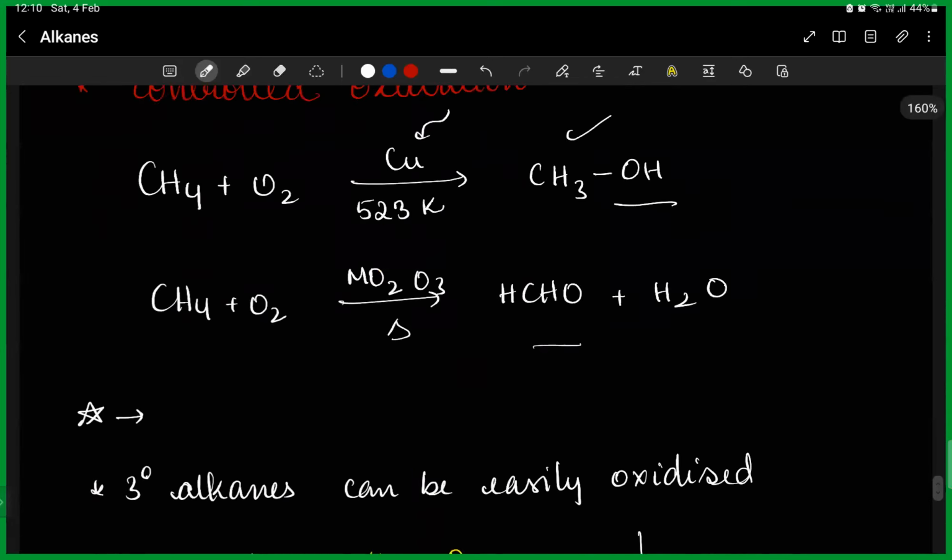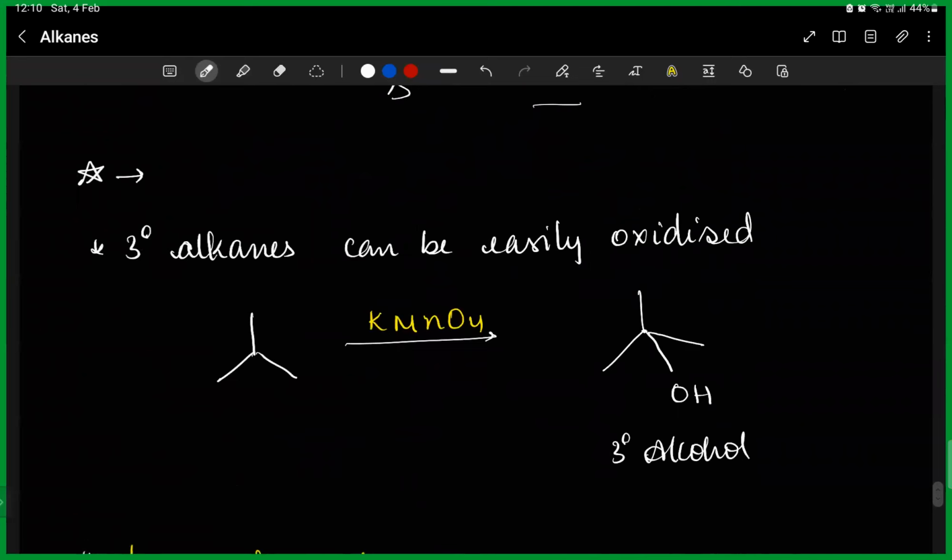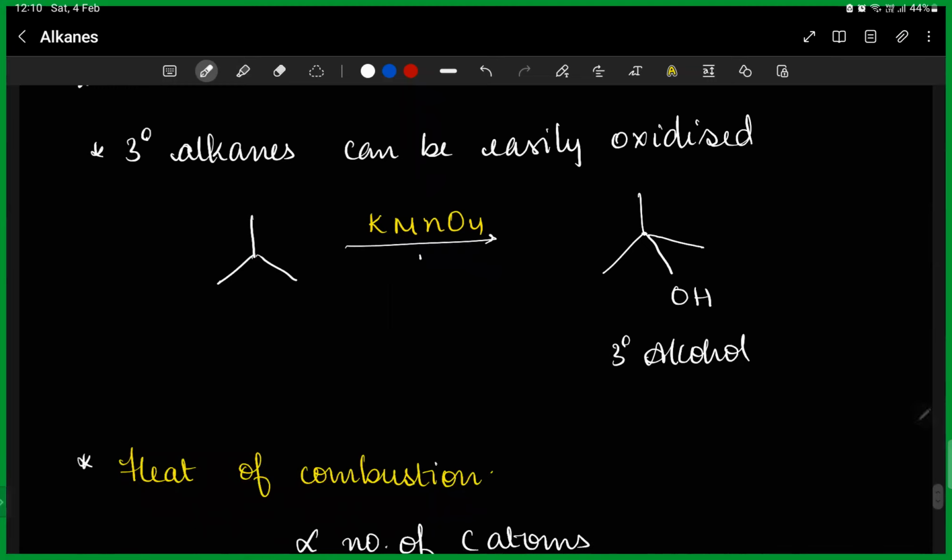So just the remembering point in this controlled oxidation is KMnO4. So what happens in this reaction is, give me a minute. You are going to take an alkane and react it with KMnO4, potassium permanganate. It acts as a strong oxidizing agent. So alcohol is formed here. Tertiary alkanes can easily be oxidized than primary and secondary. So tertiary alcohols are formed.